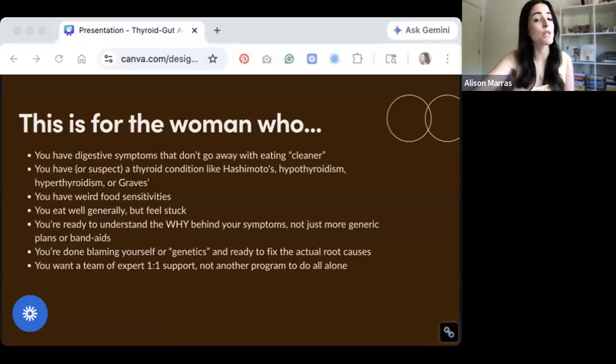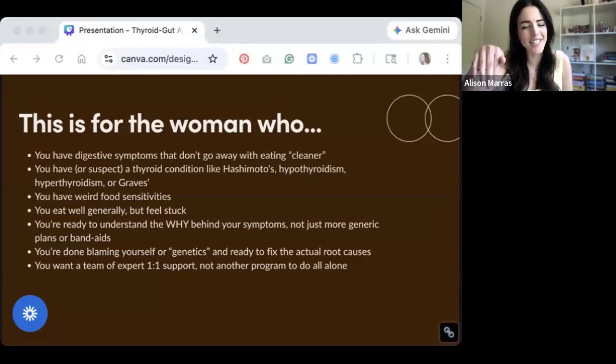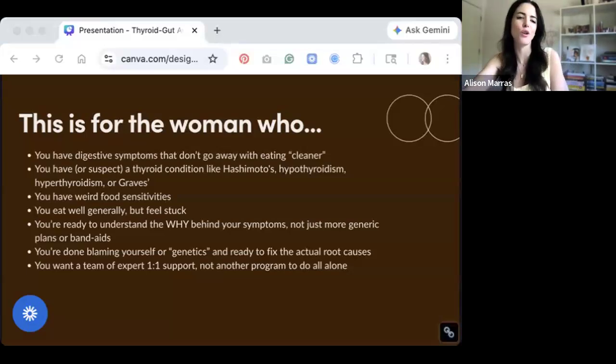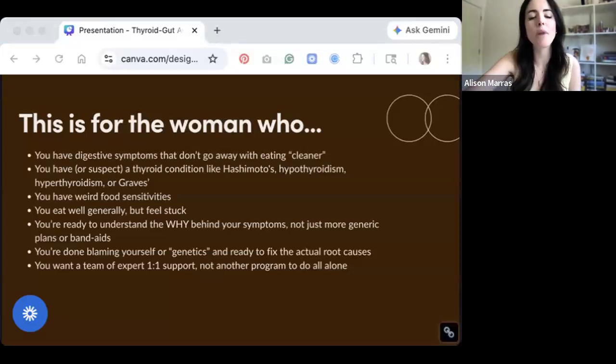You're done blaming yourself. So many women come in like, I shouldn't have done that, I should stop it. No, you're amazing. You're trying so hard. Or blaming genetics. We've all got bad genes, I promise you. We've all got good and bad. And we're ready to actually fix the root causes. And you want a team of one-on-one support, not another DIY program.